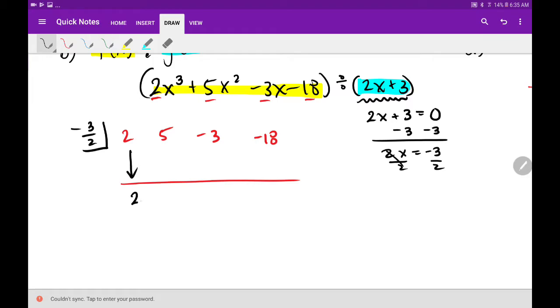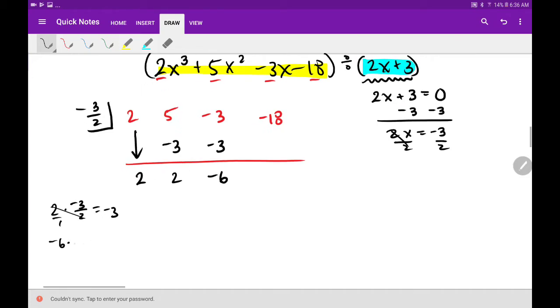So let's bring down the 2. Okay. Now 2 times -3/2 is -3. 5 minus 3 is 2. We just learned that 2 times -3/2 is -3. -3 minus 3 is -6. Now -6 times -3/2. I'm going to show a little more work this time. So we multiply straight across. That's +18 over 2, which is 9. And -18 plus 9 is -9.